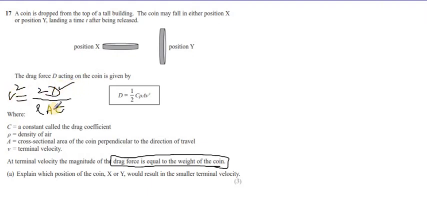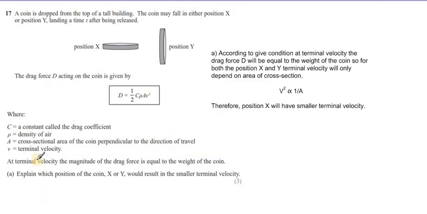That means V square is inversely proportional to the area. That means the greater the area, the less the terminal velocity. So of course, for position X, you have a greater area. That means for position X, you have a less terminal velocity. So you can write your answer like that.